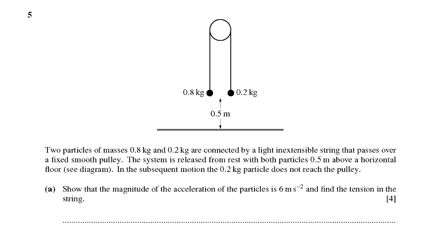So two particles of mass 0.8 kilograms and 0.2 kilograms connected by a light, inextensible string that passes over a fixed smooth pulley. The system is released from rest with both particles 0.5, half a meter above the horizontal floor, see the diagram. In the subsequent motion, the 0.2 particle does not reach the pulley. Well, obviously the 0.2 kilograms is going to go up because 0.8 is heavier, so it's going to fall down. Show the magnitude of the acceleration is 6 and find the tension in the string. It's always nice that they give us an answer that we can work out.